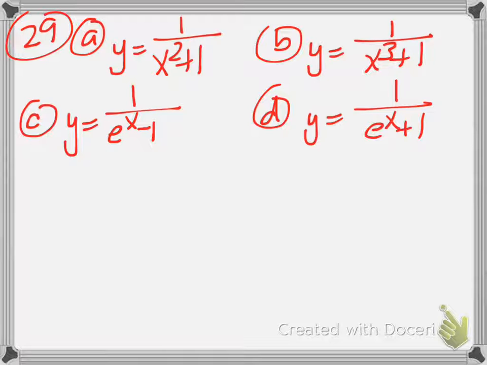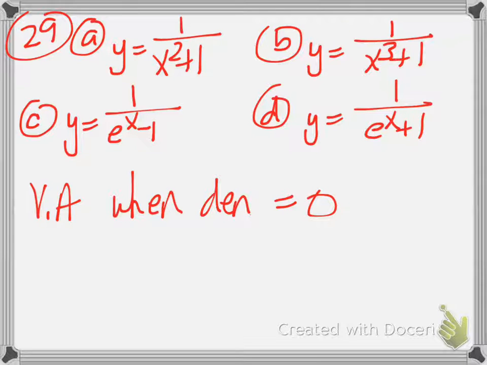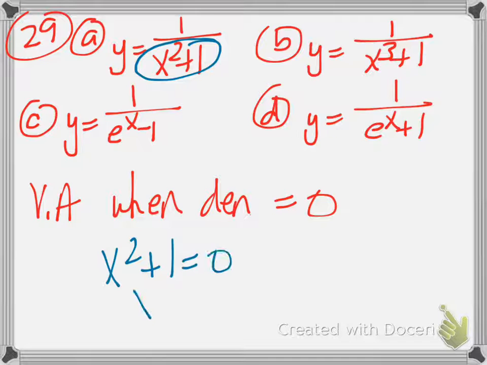Okay, so which of these functions has exactly one horizontal asymptote and no vertical asymptote? Personally, I like to check vertical asymptotes first. So we will have a vertical asymptote when the denominator equals 0. Okay, so let's look at A. Let me get another color, blue. If you look at the denominator here, x squared plus 1 equals 0. x squared equals negative 1. Take the square root of both sides. You can't have the square root of negative 1. Therefore, the denominator would never equal 0, and A is out as a choice.